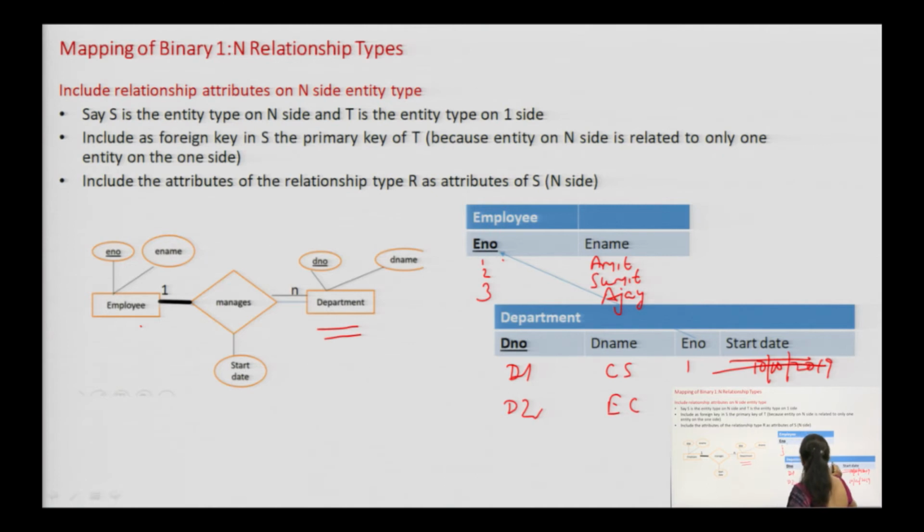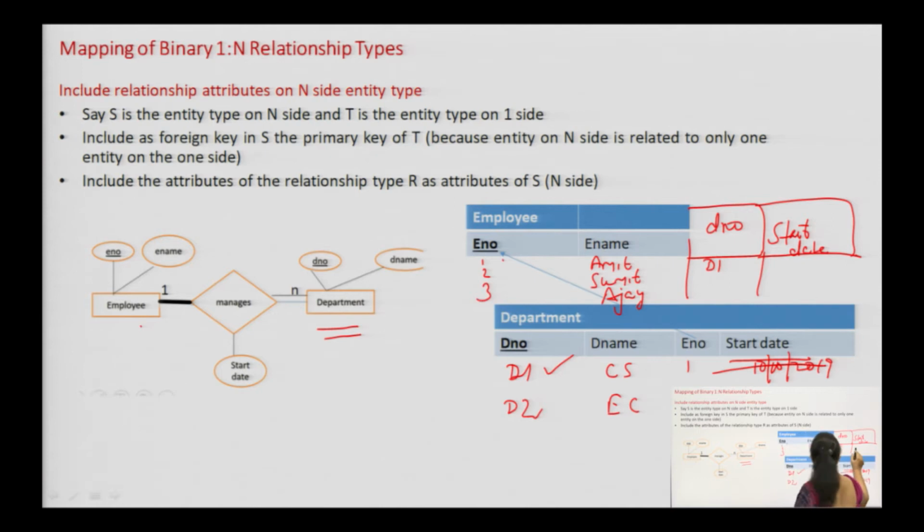Now, we could have said that let us put start date here and let us put DNO here. So, let us see what happens. 1 manages whom? D1. So, we have D1 over here and we put a start date somewhere here. Then also 1 manages D2 and we put whatever the start date, and for D3 there is no one who is managing. So, what will we do? We will put a null and we will put a null over here.